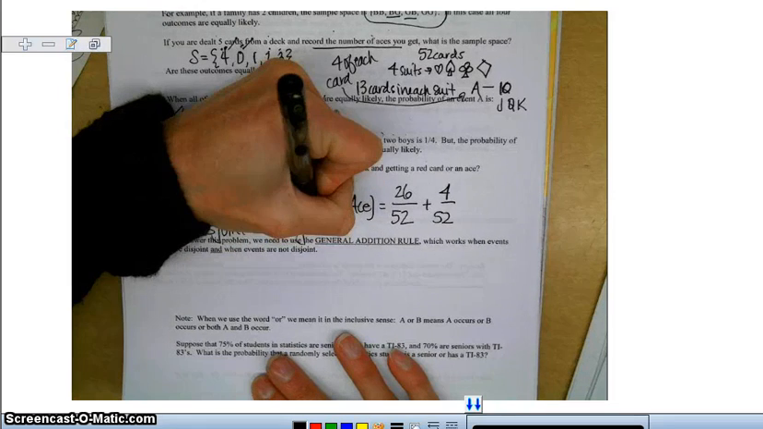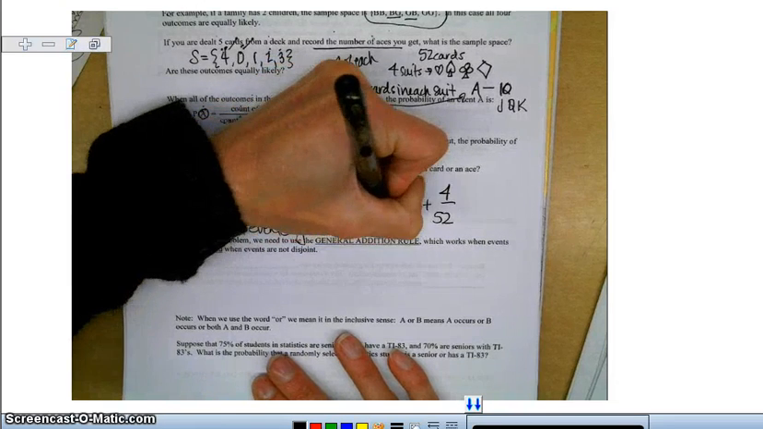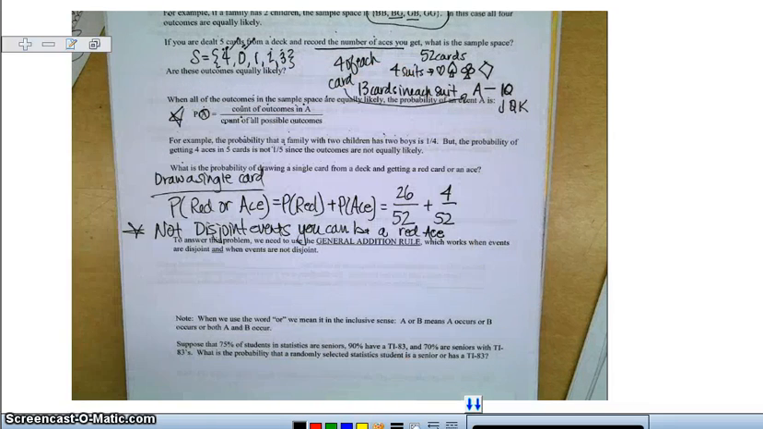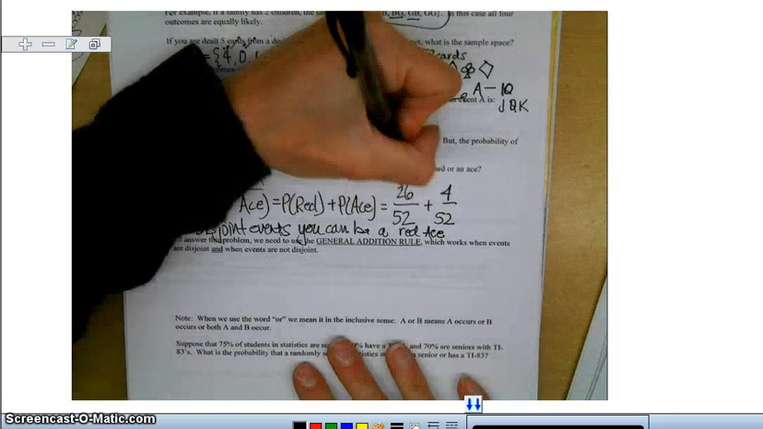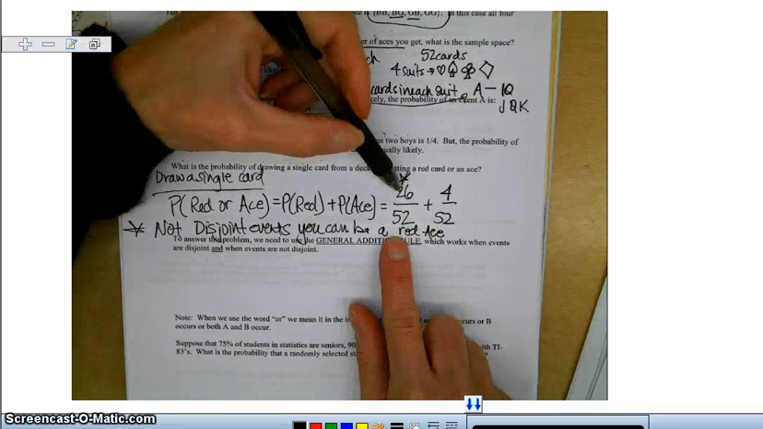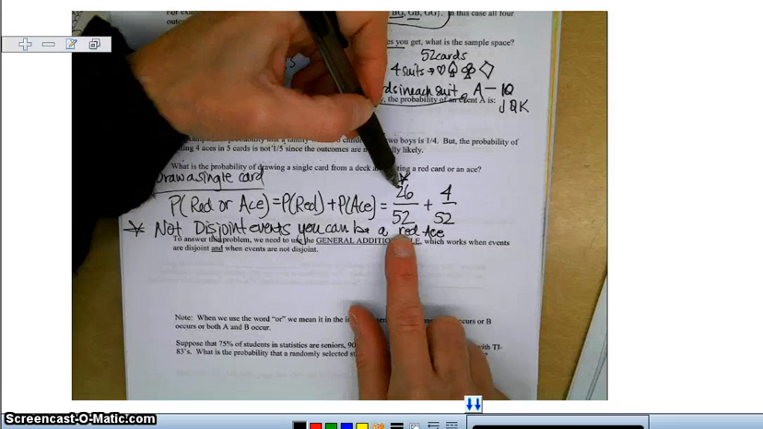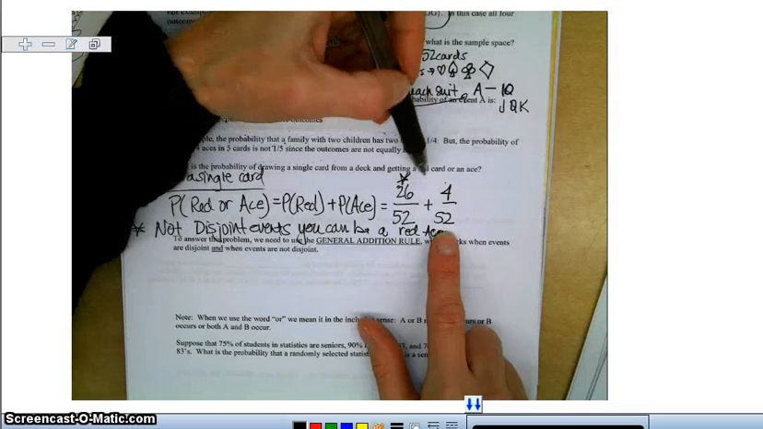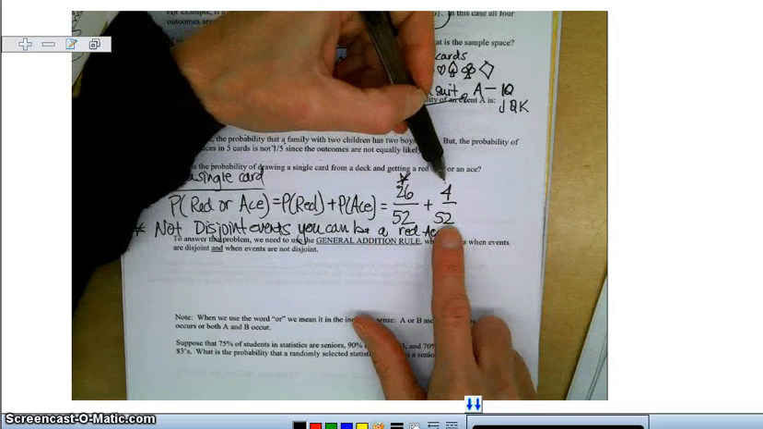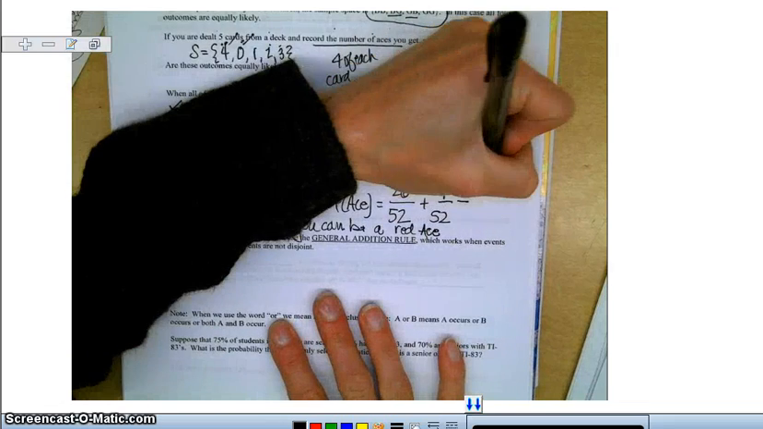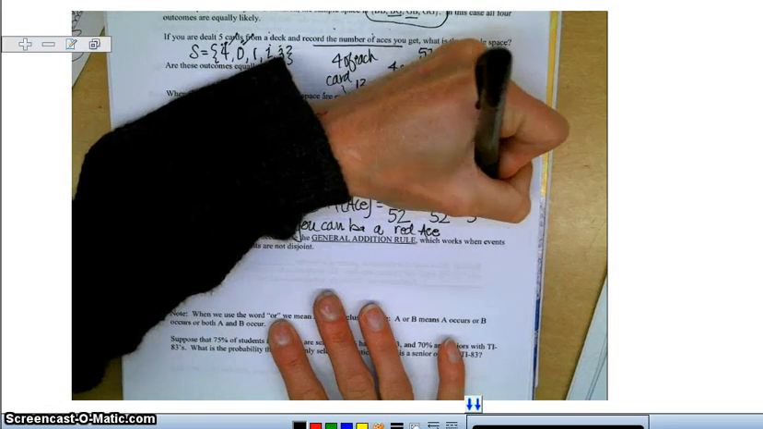You can be a red ace. In fact, how many red aces are there in the deck? 2. So I have a question. Didn't we count those 2 red aces here? Weren't both red aces in these 26 cards that were red? Weren't both the red aces also here? So we counted those red aces twice. So in order to make this probability correct, we have to subtract the 2 aces that I counted twice.